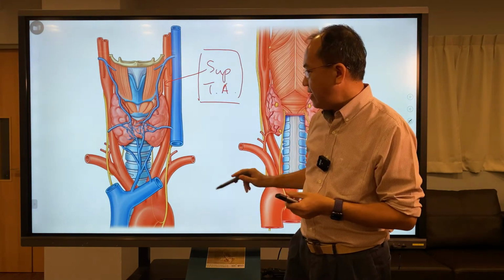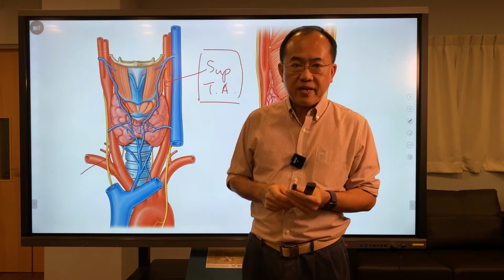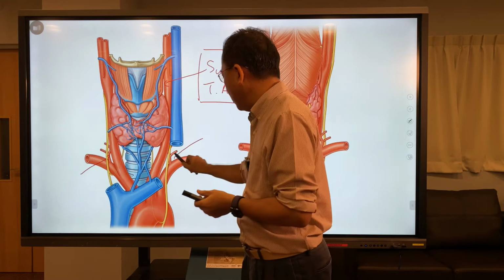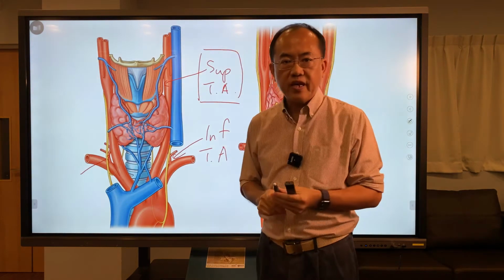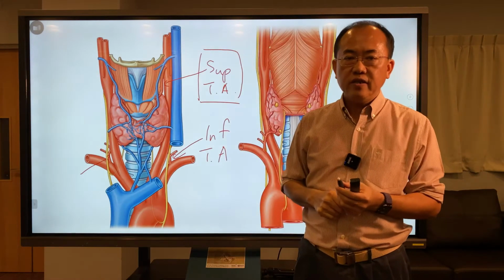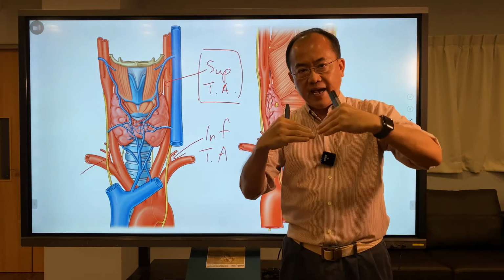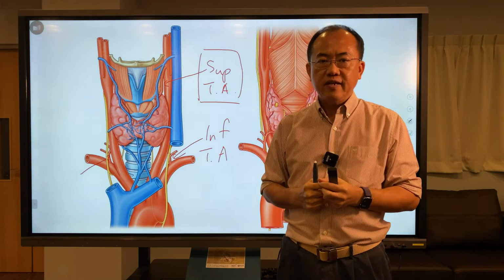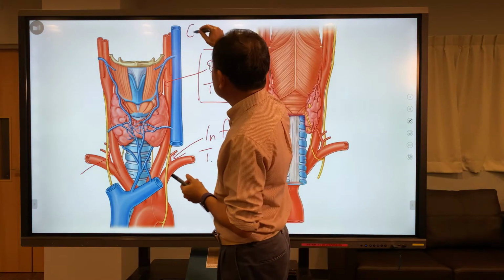And there's another branch, which comes from the subclavian. Because it comes from below, we call this the inferior thyroid artery. Superior thyroid artery, inferior thyroid artery. And remember, when an artery meets another artery, what do you call that? Anastomosis. Very good. And what does anastomosis allow? Yes, collateral circulation.